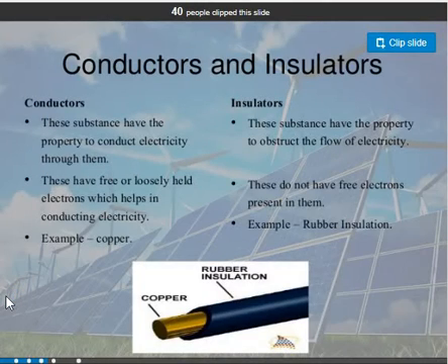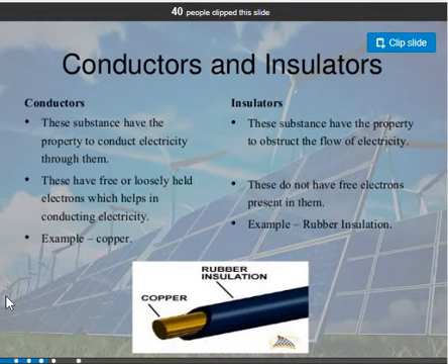What is the difference between a conductor and an insulator? A conductor allows electricity to pass through it, and an insulator does not allow electricity to pass through it. A conductor contains free electrons, that's why the electrons are able to flow and electricity is produced. While an insulator does not contain free electrons, so electricity is not conducted.